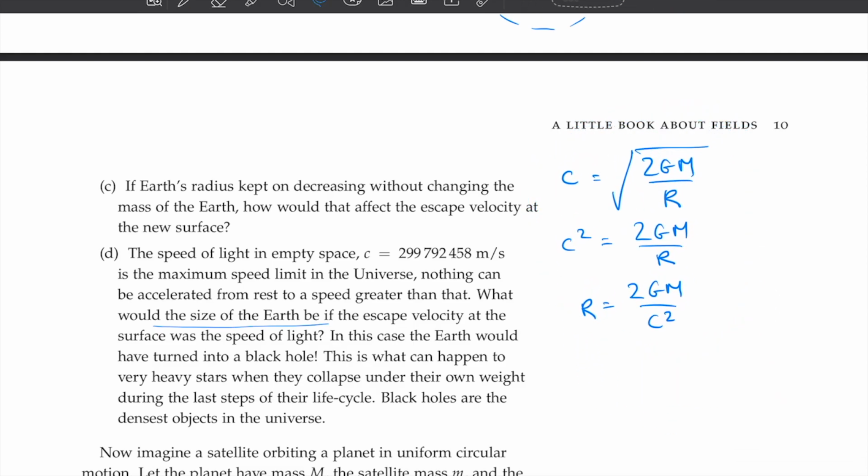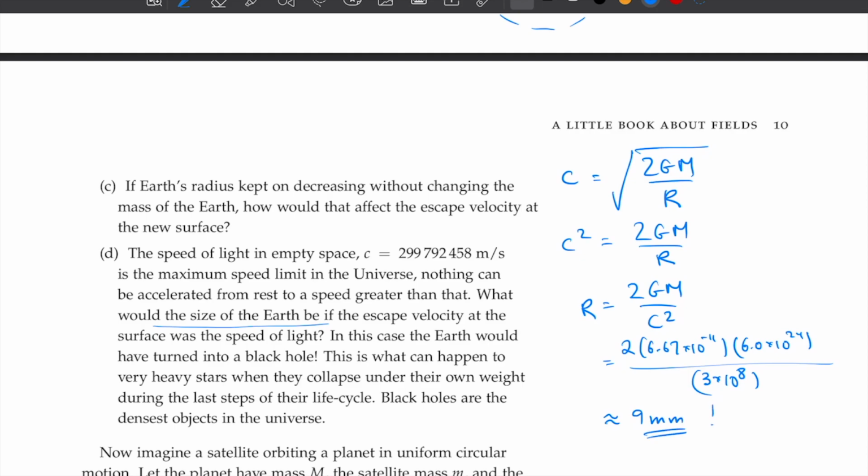And let's try and calculate this radius. So it's 2GM, where M is the mass of the Earth. You've got the mass of the Earth compressed into a very small radius. It has to be very small if the escape velocity has to be the speed of light. So let's plug in the speed of light as 3 times 10 to the 8 meters per second. And how much is that? Okay, so if you do this calculation, you get 9 millimeters.